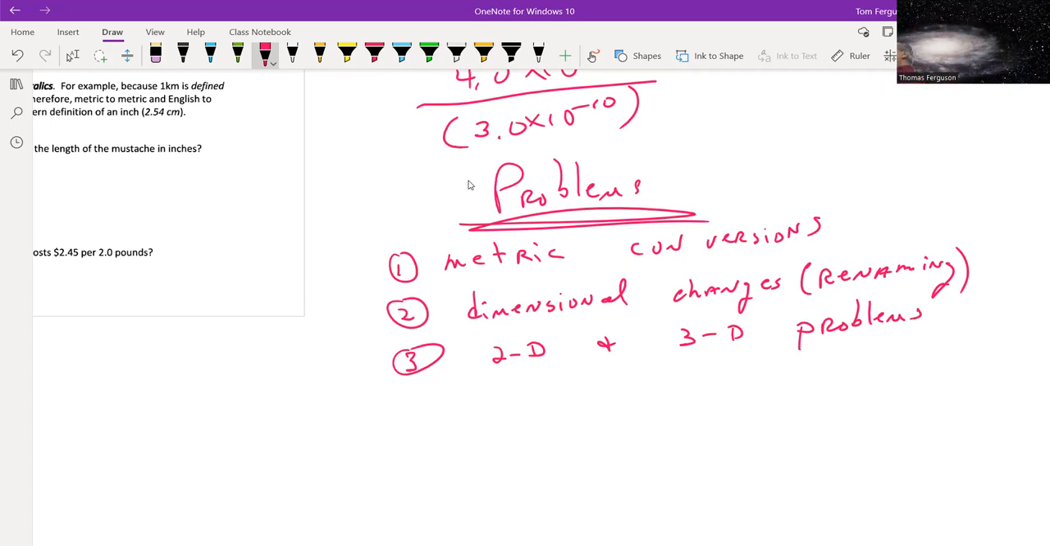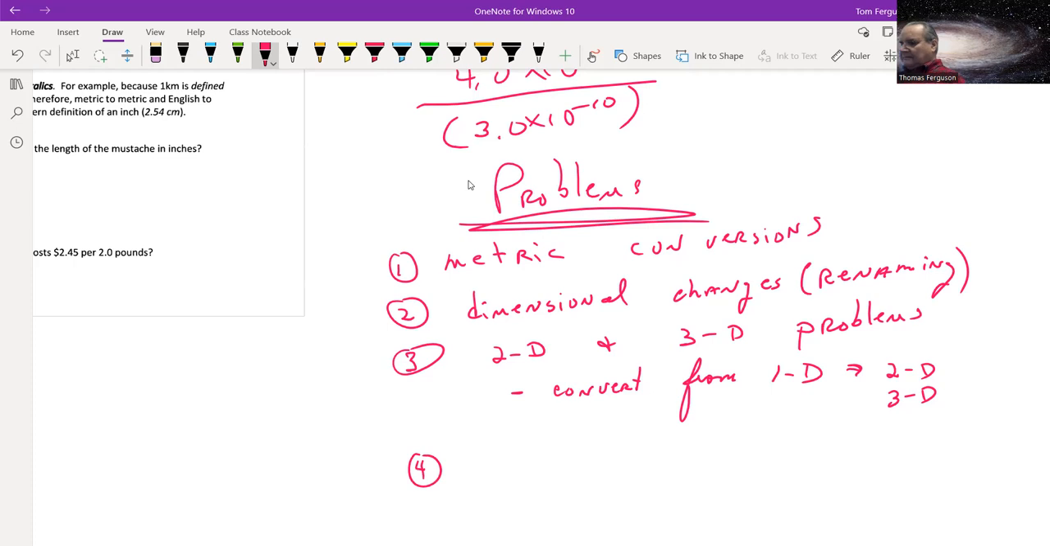Two-dimensional, three-dimensional problems. Square feet, cubic feet, those kind of problems. And how to convert from a one-dimensional conversion factor to two-dimensional or three-dimensional. And then lastly, what to do if your answer is a fraction, and you start with a fraction.